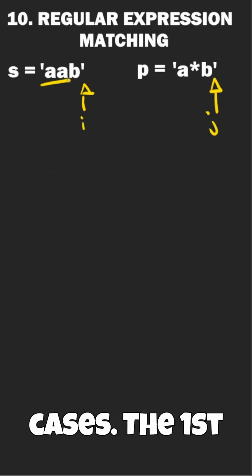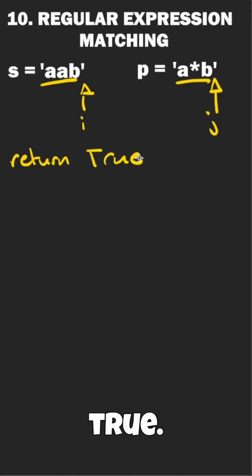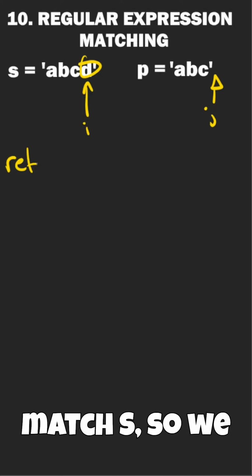We will have multiple exit cases. The first is if i and j are both out of bounds. This will only occur if we matched all elements, so we return true. If only j is out of bounds, then we have failed to match s, so we return false.